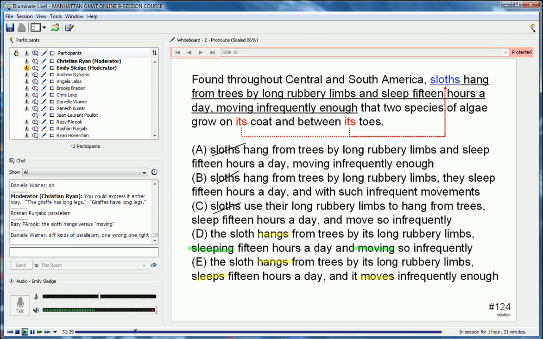Okay, so the parallelism there, and I've sort of indicated that with the same color coding. All of these are present tense. And Danielle, you're saying there's different kinds of parallelism. Danielle, which one did you think was right? You're actually going with D. So why do you think D is actually more parallel?